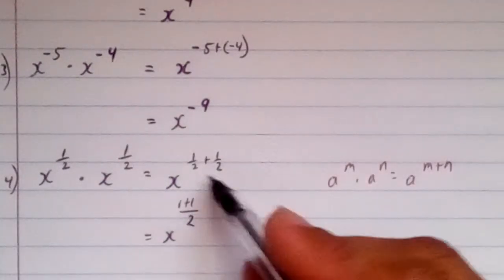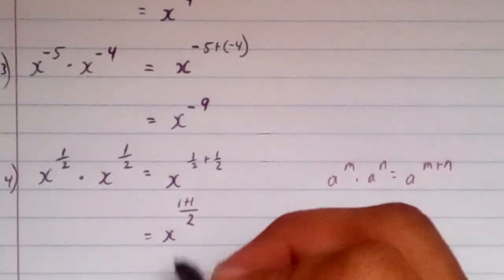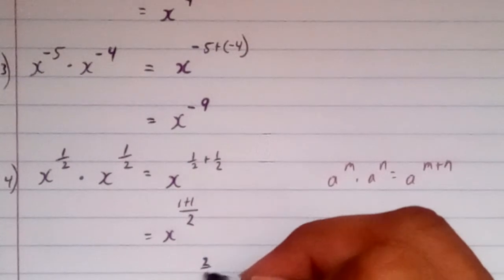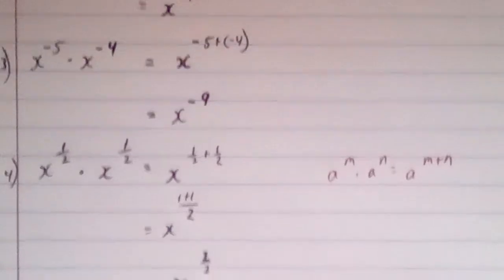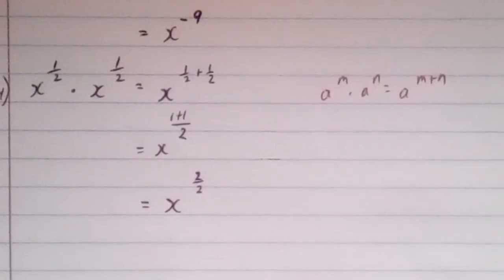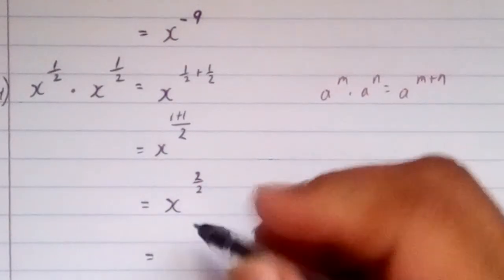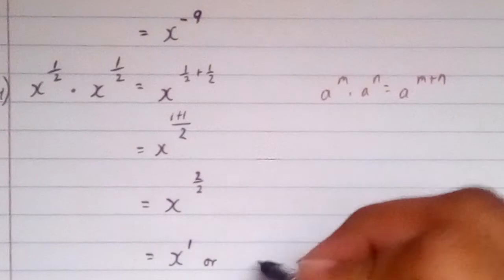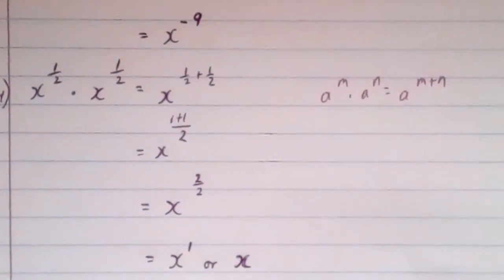Okay, so we need to recall the rules for adding fractions. This now gives us x to the 2 over 2. How do I get this 2? Well, 1 plus 1 is 2. But that is not finished yet. Our last step will be that any number divided by itself is always equal to 1. So it's x to the first power, or simply x. That is understood.